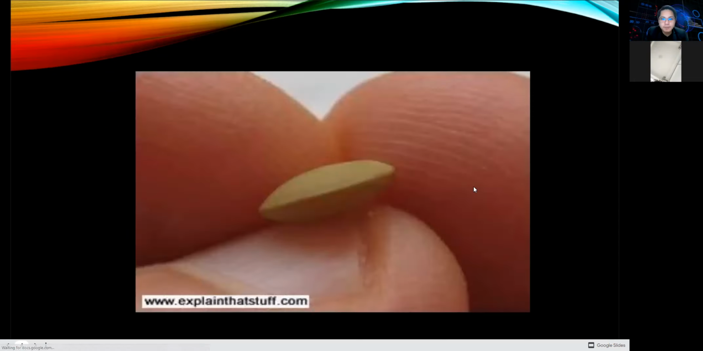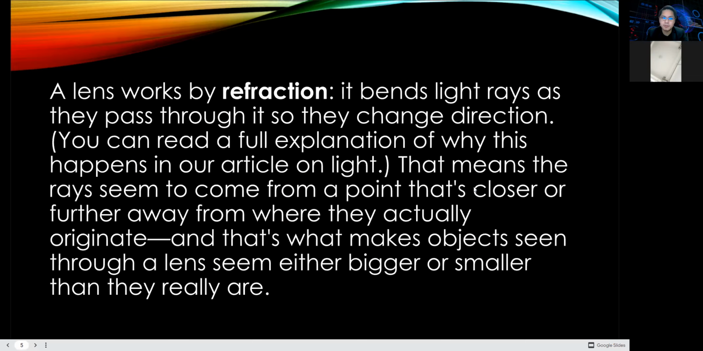Have you seen a lentil? This is actually a lentil, okay? It looks like a curved bean, and again, it looks like a convex lens, okay?